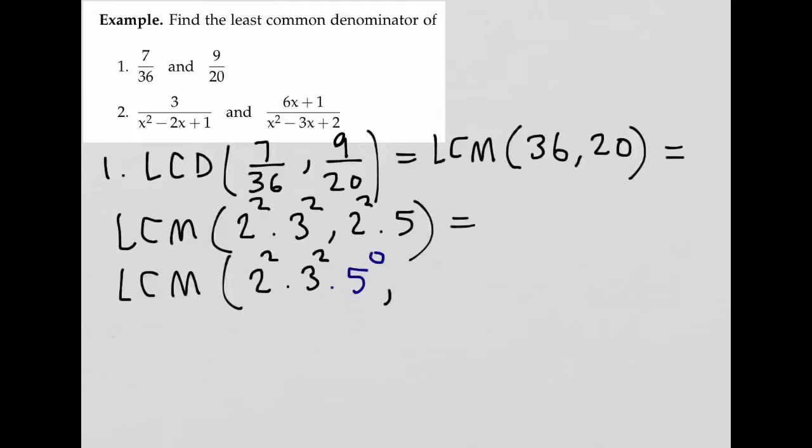And then the second number, 20, we can write as 2 squared times 3 to the power 0, because we do not have a power of 3, times 5, which I'm going to write as 5 to the power 1. Now I compare the powers of 2 in the first and second expressions. When I'm finding the LCM, I'll always take the higher power, the higher exponent. So 2 squared and 2 squared are the same, so I'm going to take 2 squared.